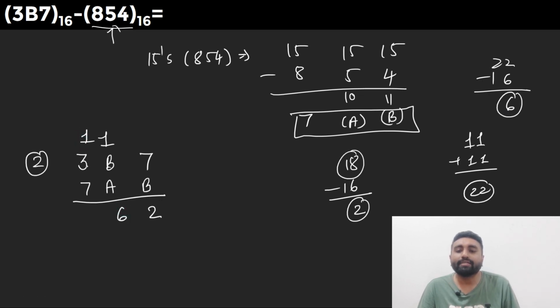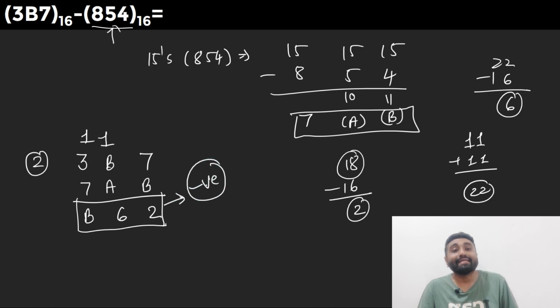So 7 plus 3 is how much? It is going to be 10 and 10 plus 1 is going to be 11, and 11 can be written as B. Okay, now here we do not have the carry, that means our answer is a negative answer, and in this case we need to find the 15's complement of this result.